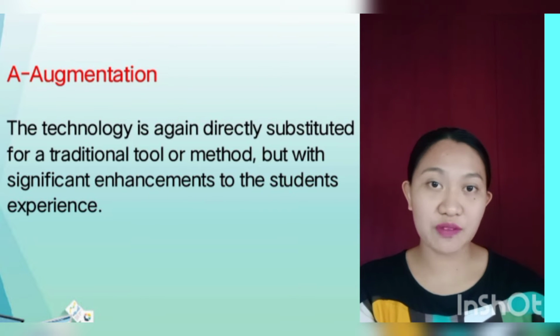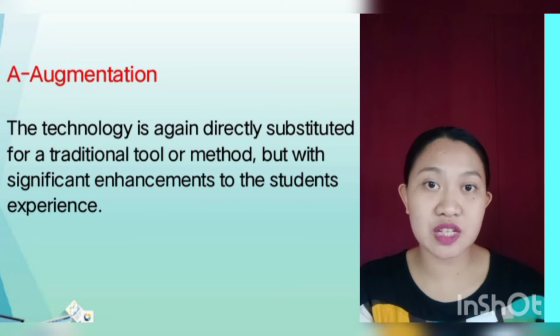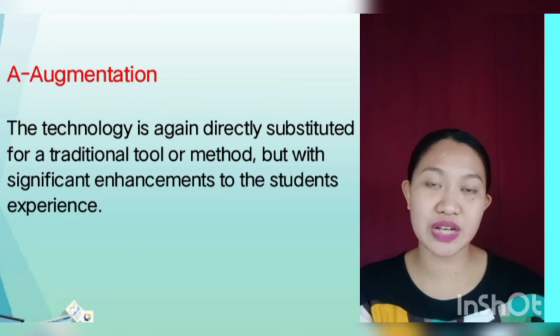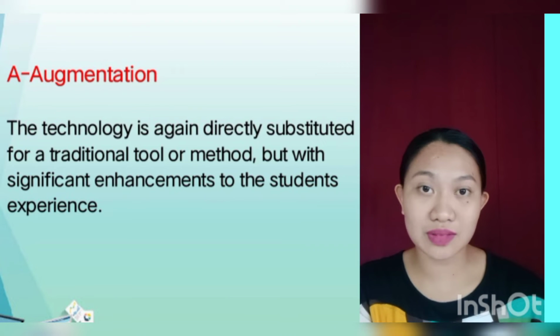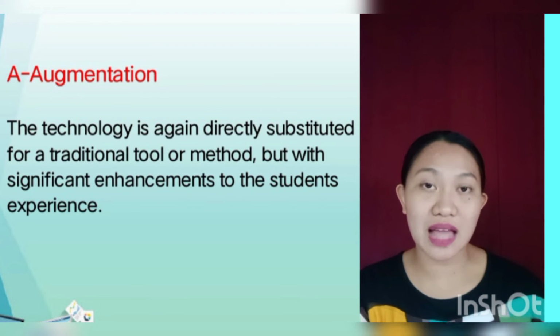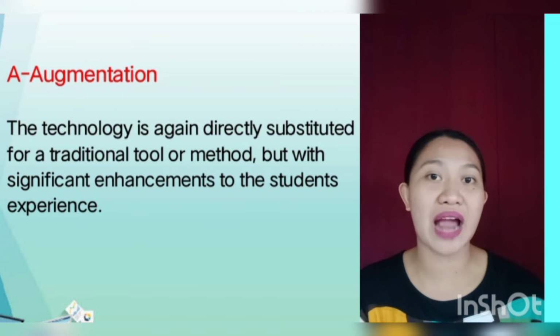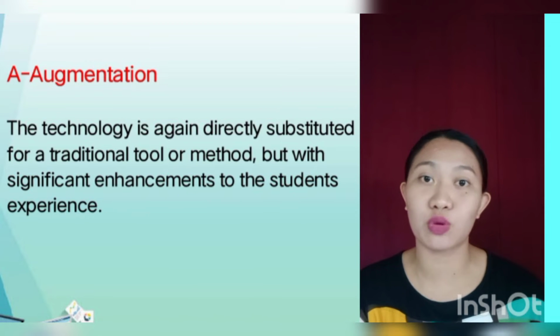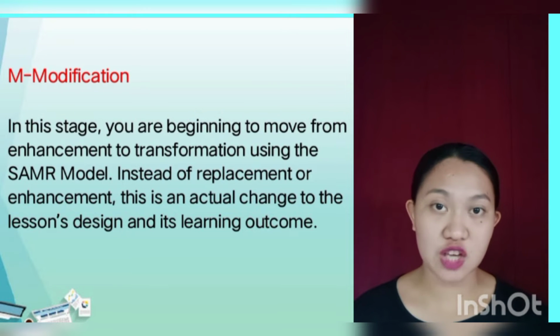In this level, technology acts as a direct tool substitute with functional change. So returning to the example about the Constitution, the students might use classroom technology to augment information and can also include interactive links to relevant court decisions. The third one is the letter M, which stands for modification.